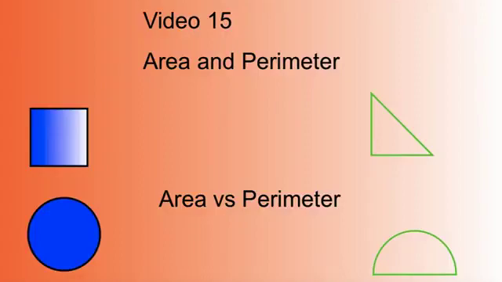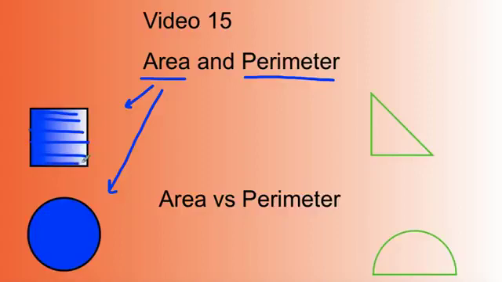Hi everyone, so today's summer lesson is on area and perimeter of some basic figures. But let's just look at the difference between area of a figure and perimeter of a figure. So area, if we look at these figures to the left, is everything that is on the inside of a figure. It fills it up, covers it.